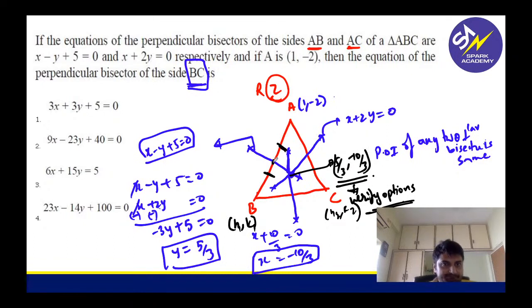Got it, everybody? Everybody understood, right? So it's an easy conceptual question. Though I kept it for round 2 because you might not get the idea, that's why I kept it for round 2.